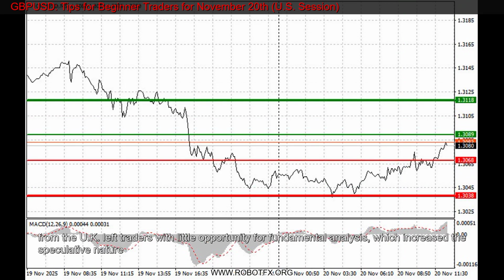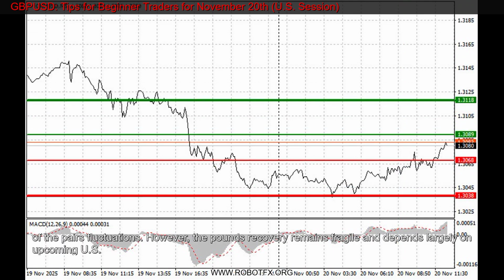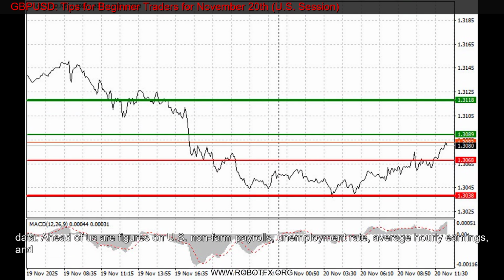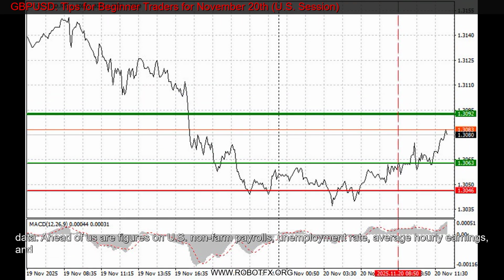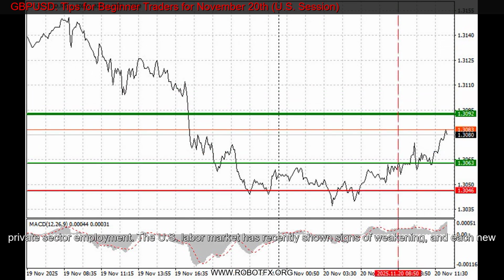However, the pound's recovery remains fragile and depends largely on upcoming US data. Ahead of us are figures on US non-farm payrolls, unemployment rate, average hourly earnings, and private sector employment. The US labour market has recently shown signs of weakening, and each new report is viewed by market participants as a potential catalyst for changes in the Federal Reserve's monetary policy. If job creation exceeds expectations and unemployment declines, this will strengthen the argument for a more hawkish Fed. In that scenario, the dollar will receive a strong upward impulse.